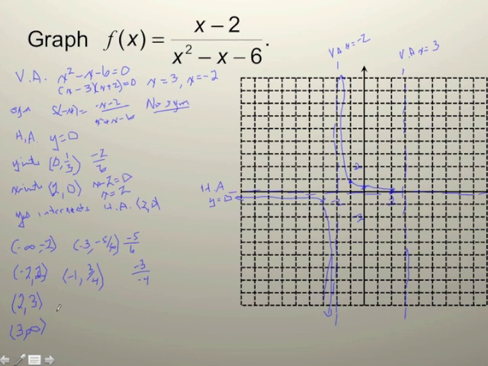We need to do a point from 2 to 3. Unfortunately there, we really need to do 5/2, or 2.5. So 5/2 or 2.5, that would give me 2.5 minus 2, which gives me 1/2 for the numerator. For the denominator, we're going to have 25/4 minus 5/2 minus 6.